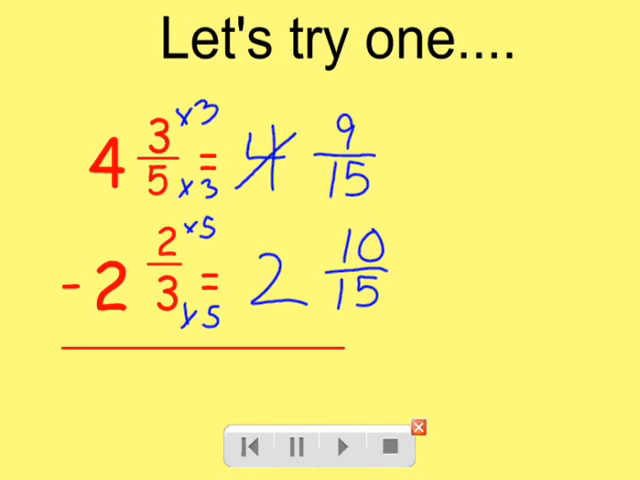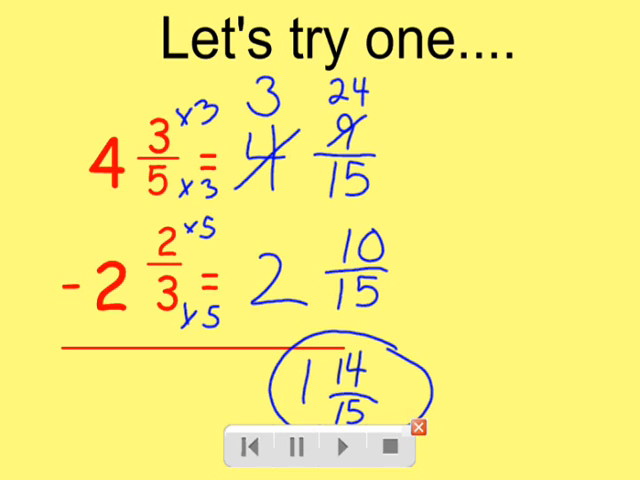Well, you can't take 10/15 from 9/15, so you need to borrow one whole number, which would be 15/15, added to the 9/15, which is already there. That's 24/15. Then you can go ahead and subtract your fractions and subtract your whole numbers.